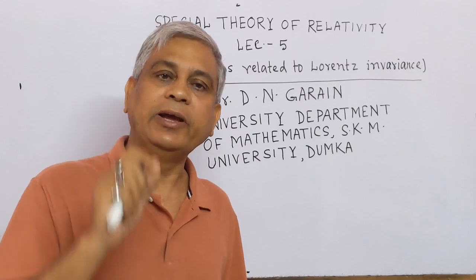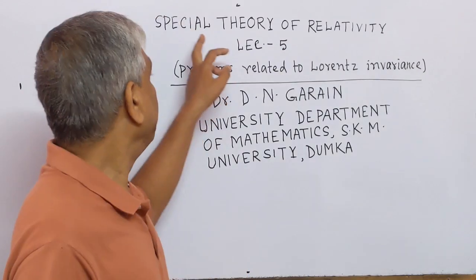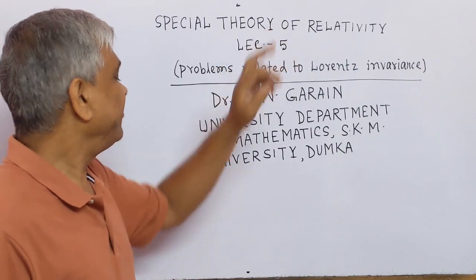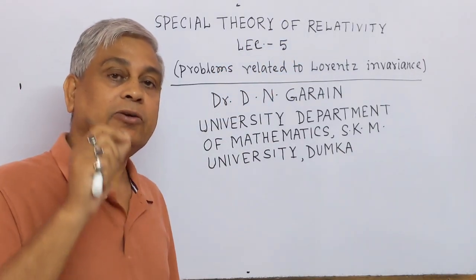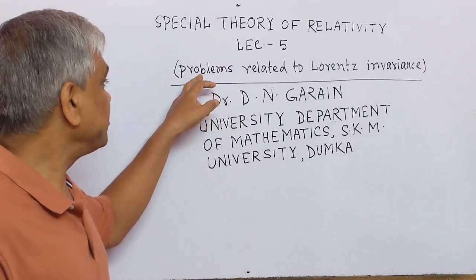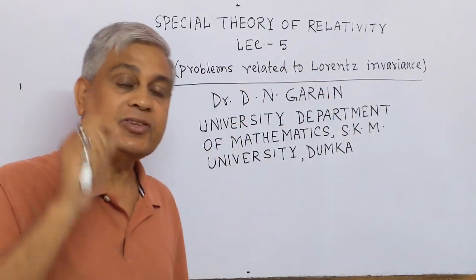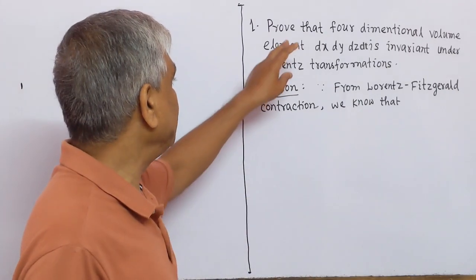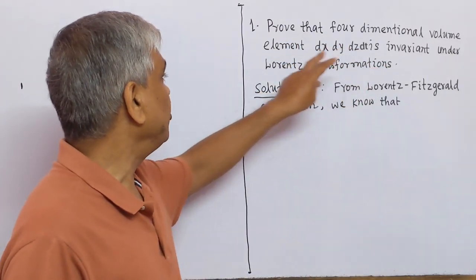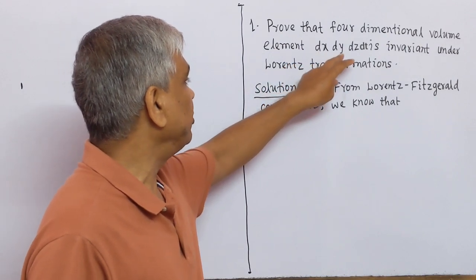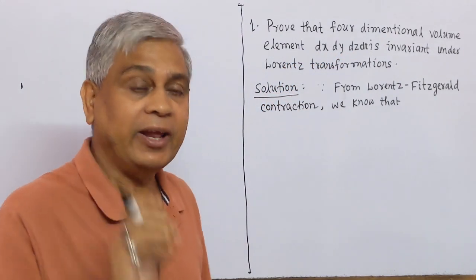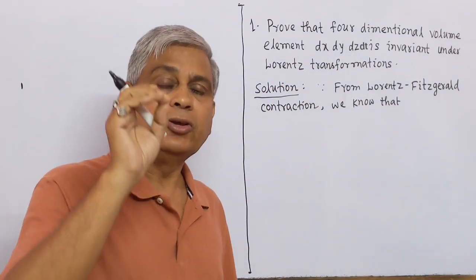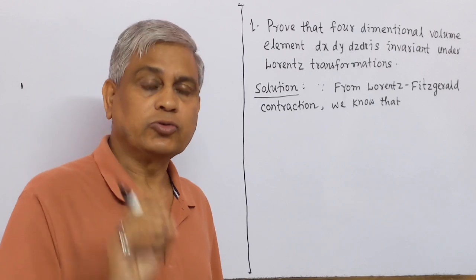Today I will deliver a lecture on special theory of relativity. Lecture number 5, in which I will solve some problems related to Lorentz invariance. Now we solve a problem. The problem is: prove that the four-dimensional volume element dx dy dz dt is invariant under Lorentz transformations. Now we solve this. Solution.